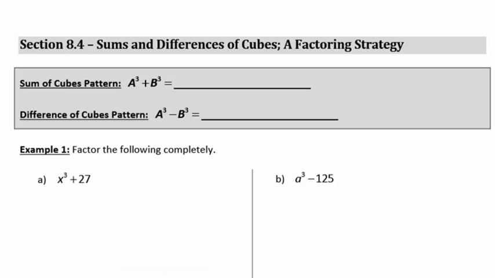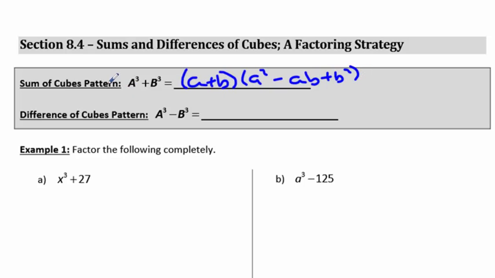Section 8.4, Factoring Sums and Difference of Cubes and a General Factoring Strategy. There's a formula for factoring a sum of cubes. If you have two quantities cubed, a cubed plus b cubed, it's going to factor into a plus b times a squared minus ab plus b squared.